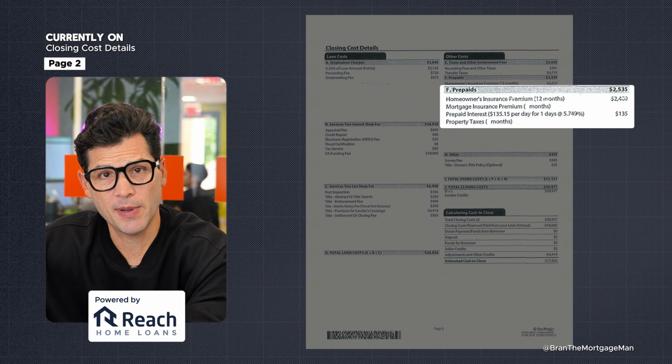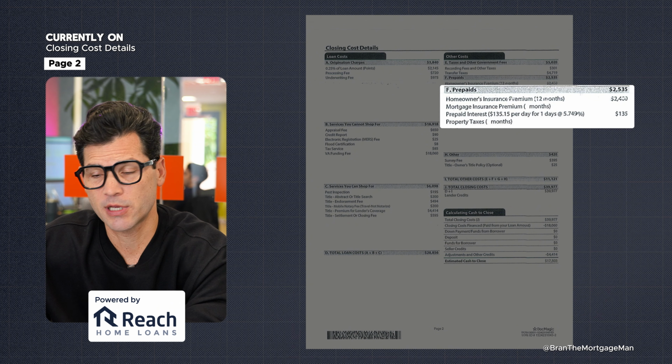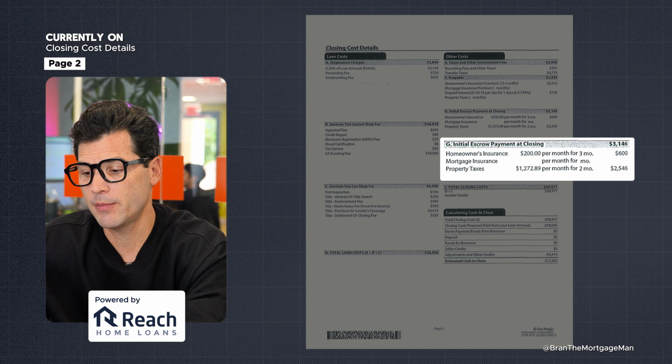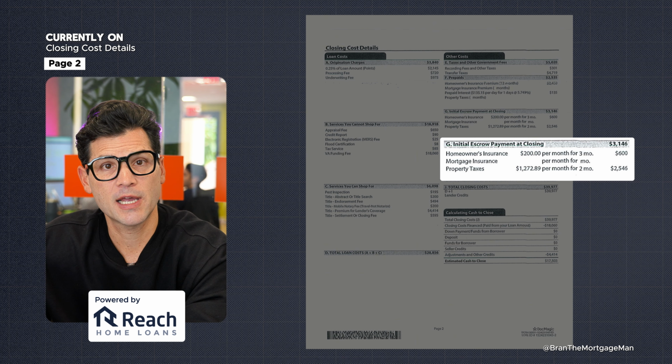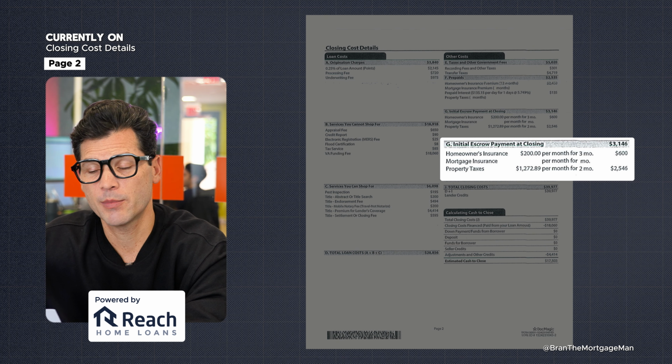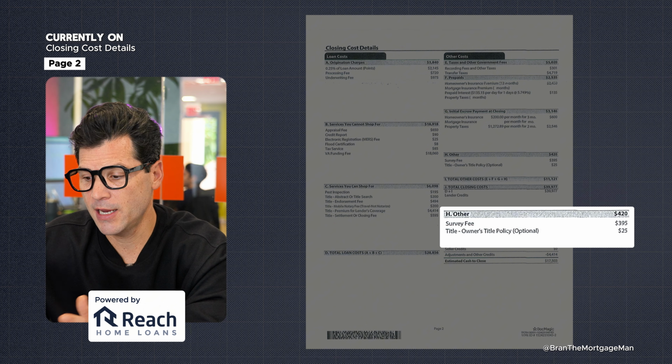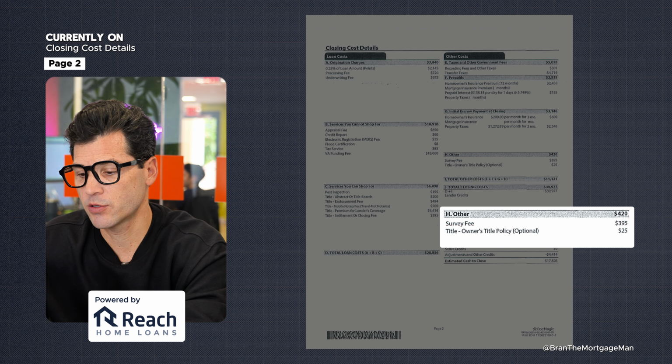Prepaids are going to be things you paid in advance, such as insurance and interest on the new mortgage. Initial escrow payment at closing, box G, are once again where taxes and insurance will be collected from you. And then other, box H, are other services that need to be provided, such as the property survey, in this case, owner's title policy. And once again, I'll get into a little more detail on that.